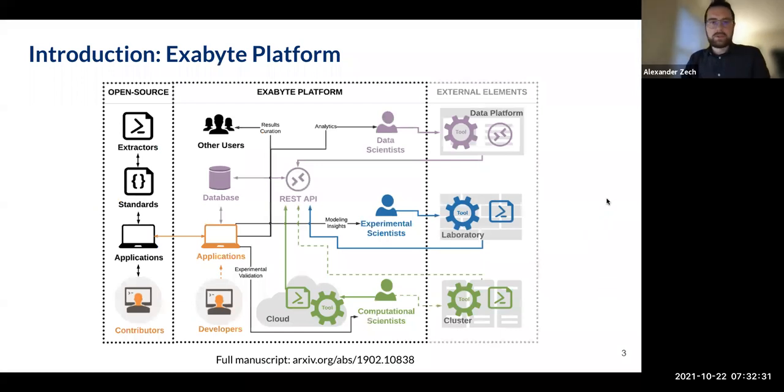All right, so first of all, let me say a few words about the Exabyte platform. Exabyte is a platform for material science research and development, with a specific focus on data-driven discovery. That means that we provide a common space for data scientists, experimental scientists, and also computational scientists to work collaboratively on the same problems. And if you would like to learn more about the architecture of the Exabyte platform, Timur prepared a manuscript that you can find on arXiv here.